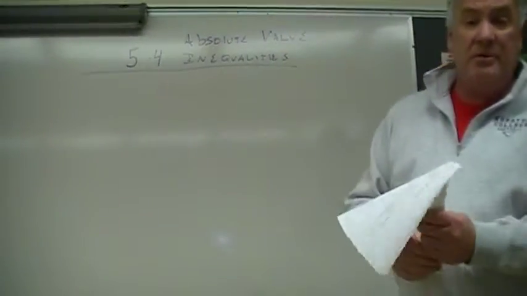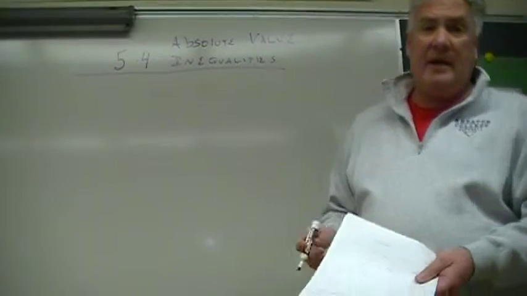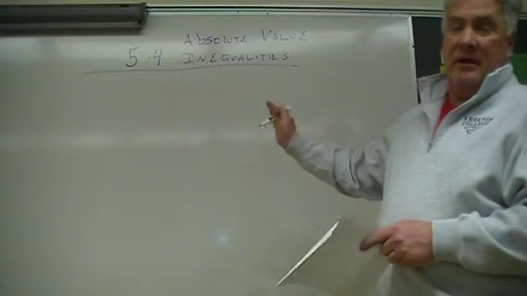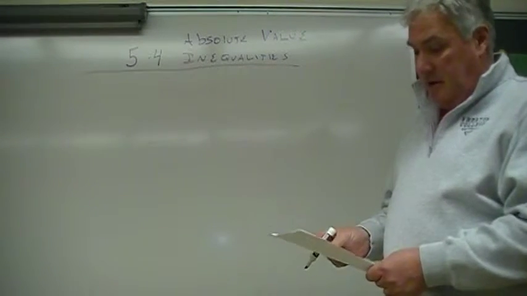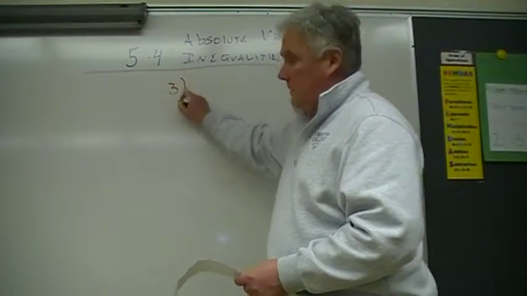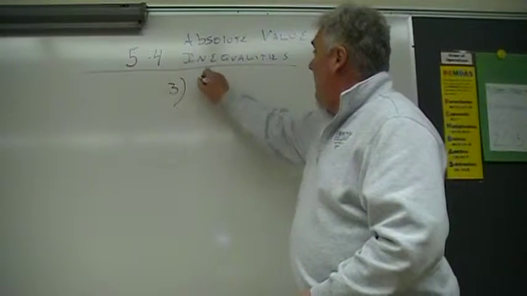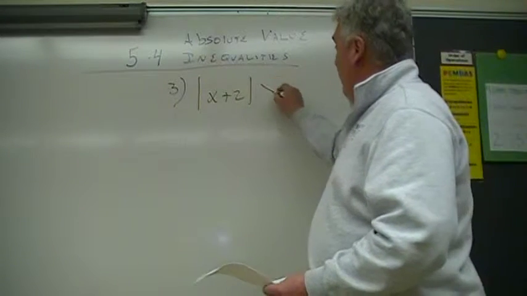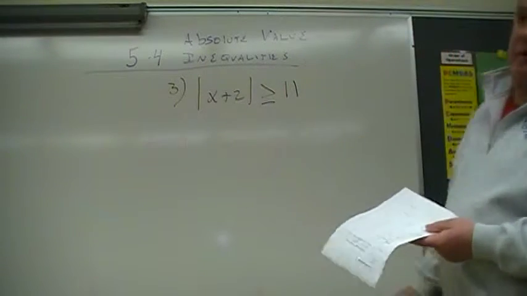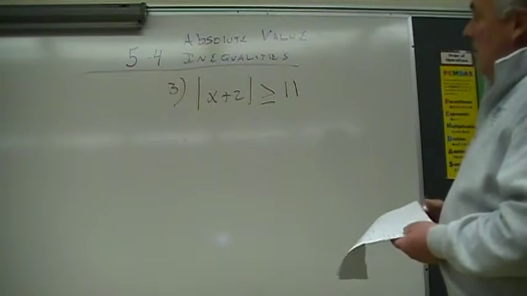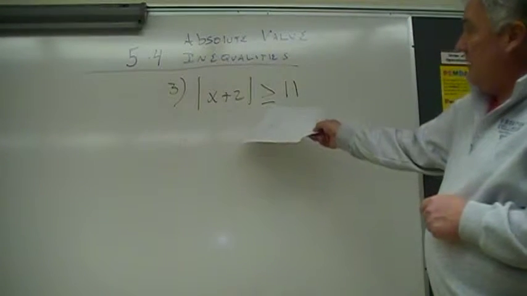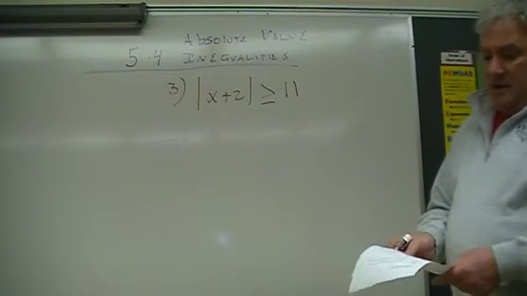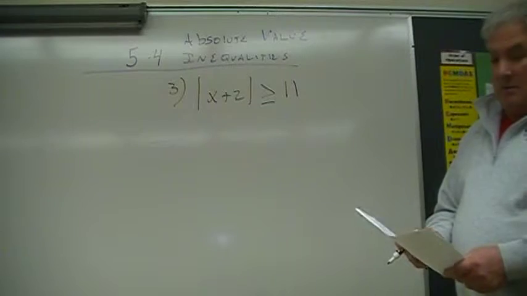Okay, let's do some of the new stuff. It talks about solve and graph the inequalities. I'm going to share with you the specifics, but they're really very similar to what I just did. Number 3. Absolute value of x plus 2 is greater than or equal to 11. When it was an equal sign, we made two equations. Guess what? We're going to make two equations again.